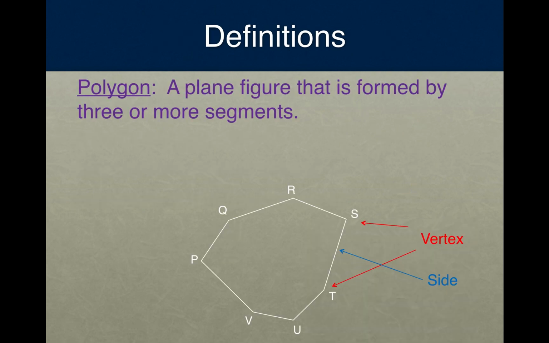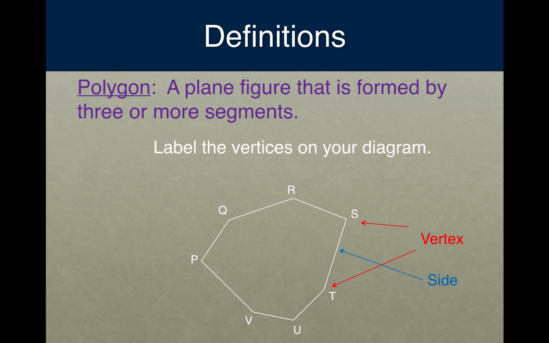So we have a definition, a polygon. A polygon is a plane figure that is formed by 3 or more segments. So just what we drew before, that's a polygon. It had 3 or more segments. Also with a polygon, it has to have straight lines and it can't have any curved sides.